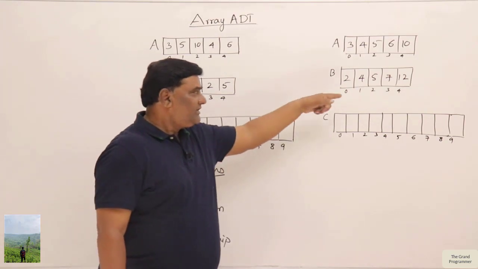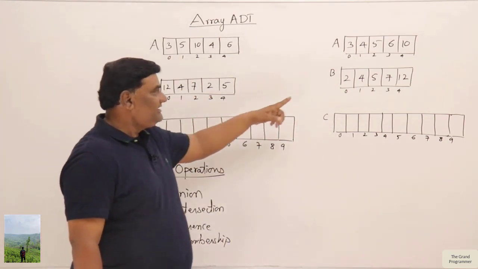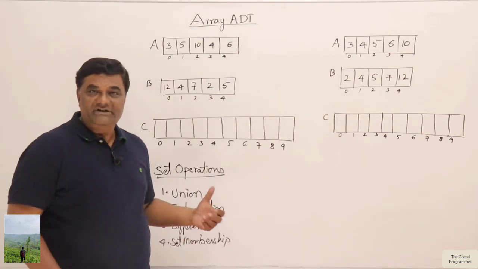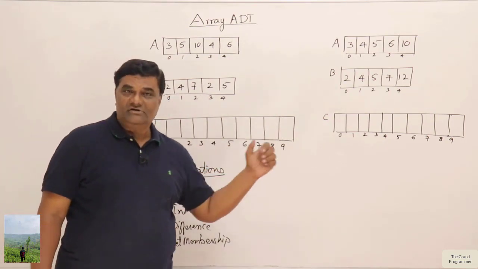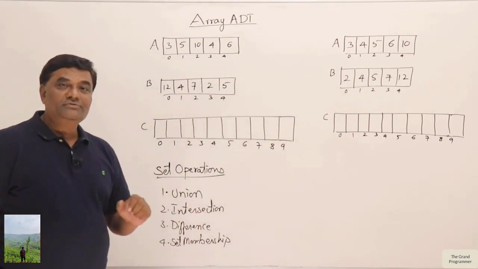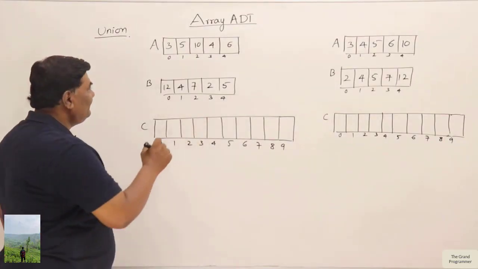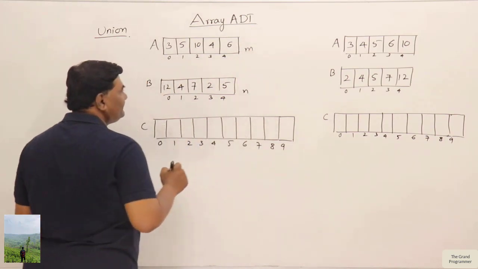And I have taken one more example here. The difference is these elements are not sorted, but these are already sorted. So let us see how we can perform these operations if the elements are not sorted and if they are sorted. So let us look at the union operation. Let us see how to perform union. For that I will say this is having m elements and this is having n elements.